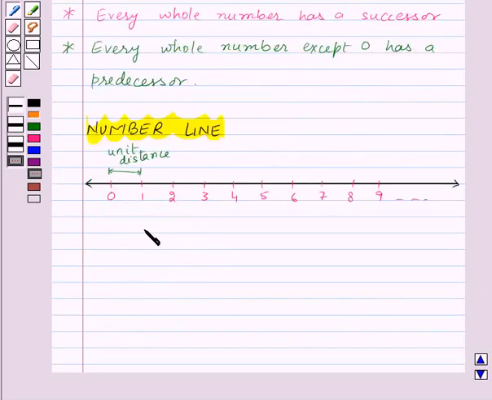Now, as you can notice that on the number line, number 8 lies on the right of number 5. Also, 8 is greater than 5. Similarly, number 6 lies on right of number 1. Also, 6 is greater than 1. So, from this we can conclude that the whole number on the right on the number line is greater.